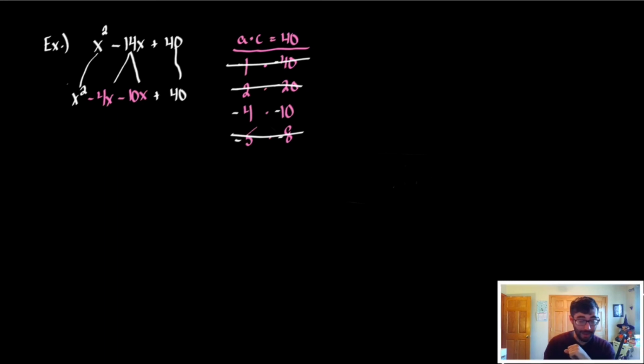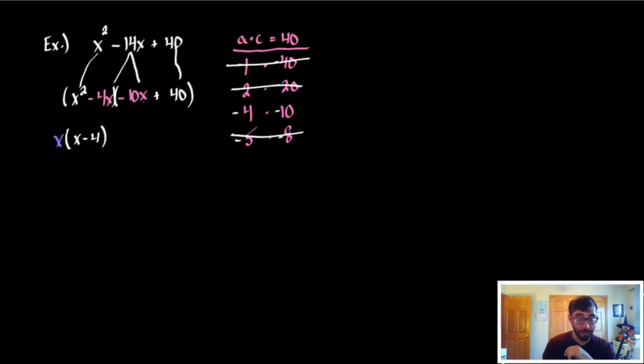And now I can factor by grouping. So I'm going to group the first two terms. I'm going to group the last two terms. Now in the first group, the greatest common factor between x squared and negative 4x is just x. So all I can factor out is an x there. And that's going to leave me with x times x minus 4.